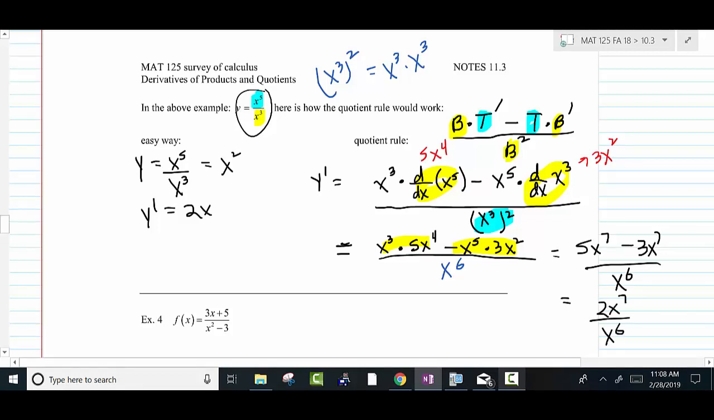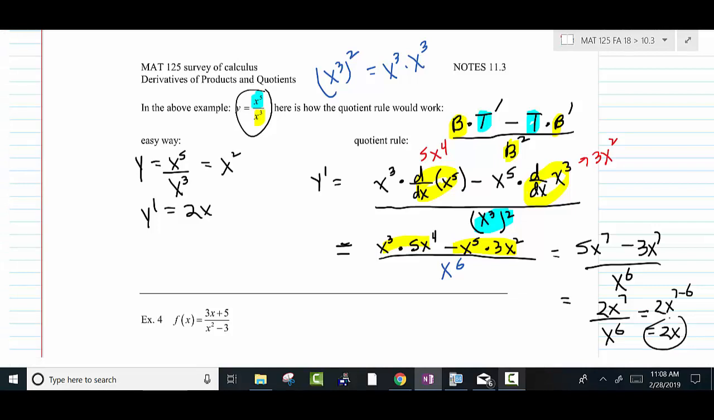Okay. Is that going to give you 2x? No. Okay. What's x to the seventh over x to the sixth? That's x to the first because you subtract exponents, right? So you remember, you're subtracting the exponents. So that's 2x to the first. Okay, which way's the easy way? Obviously the first way, yes. But that kind of is a good way to show you that the quotient rule works.